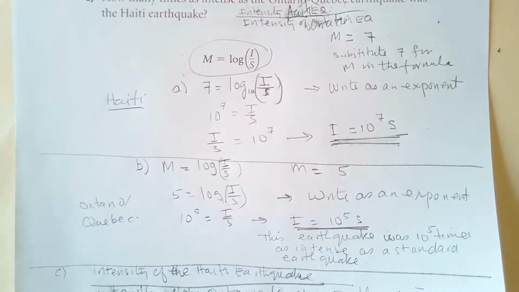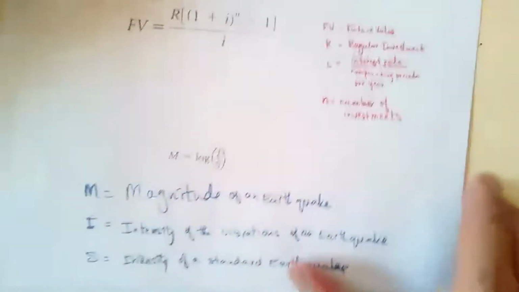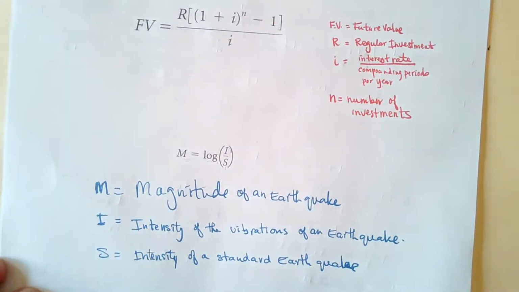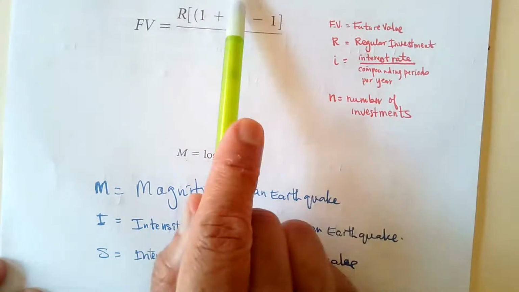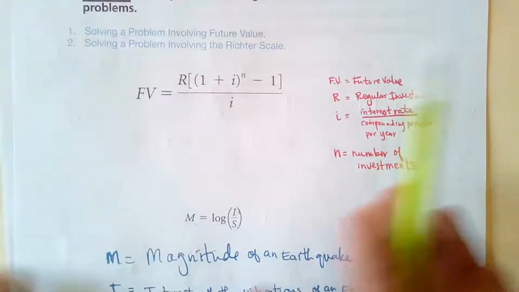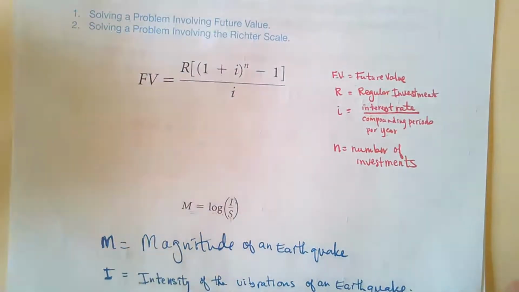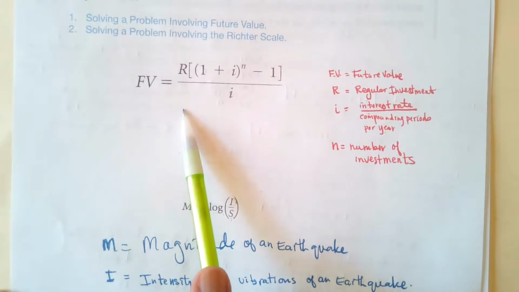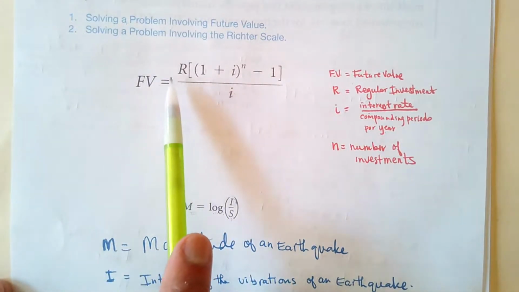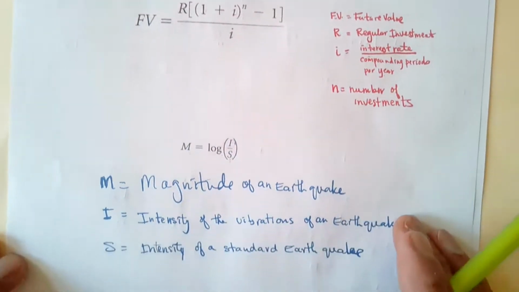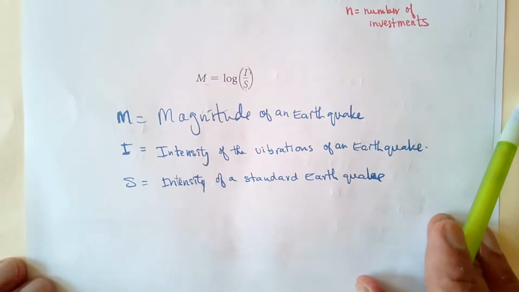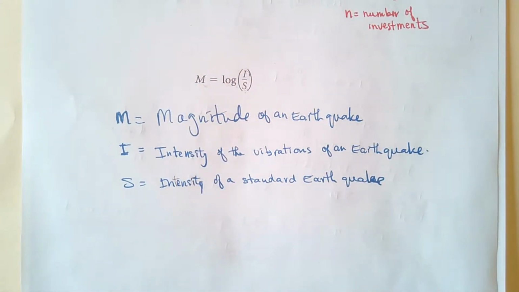So let's recap. Our goal today was to solve a problem using either exponents or logarithms involving future value. So first, we're solving a problem involving future value, and secondly, solving a problem involving the Richter scale. So you're given the formula for future value and a situation created, and you need to find how many investments. And the second one is the Richter scale, the magnitude of an earthquake.